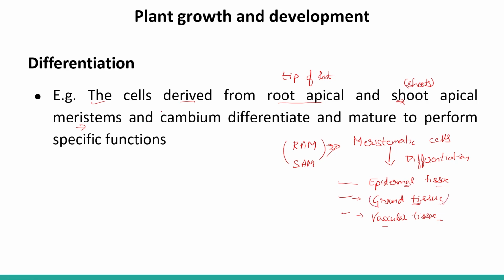And the second is the cambium. Cambium is of two types. First is the vascular cambium and second is the cork cambium. Similarly, these cells also contain undifferentiated, meristematic cells which can differentiate to form specialized cells. Vascular cambium will give rise to xylem and phloem, and cork cambium forms part of the bark of the stem.